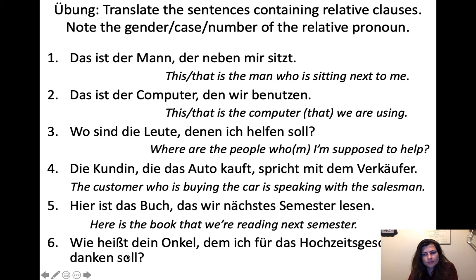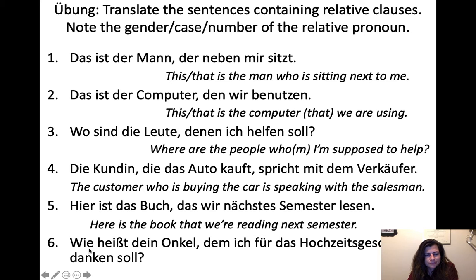Wie heißt dein Onkel, dem ich für das Hochzeitsgeschenk danken soll? Hochzeitsgeschenk is one of those very German words, one of the most German sounding words ever, and it's one where if you try to say too fast, you're likely to not get all of those fun consonants and sibilant sounds. Hochzeitsgeschenk, yes.